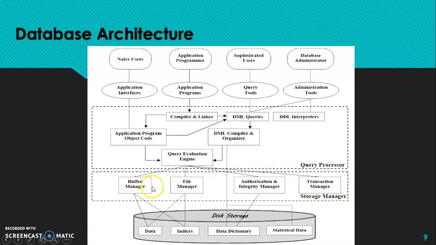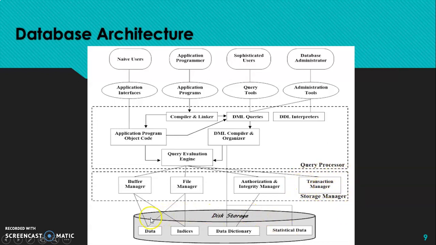Now the storage manager has 4 blocks: buffer manager, file manager, authorization and integrity manager, and transaction manager. These are the different managers which control your databases. Buffer manager is used for your memory storage. File manager handles different types of files. Authorization and integrity manager decides who can access the database. Then transaction managers, like I said, there is a set of procedures, so it will check on the transactions whether they are complete or not.